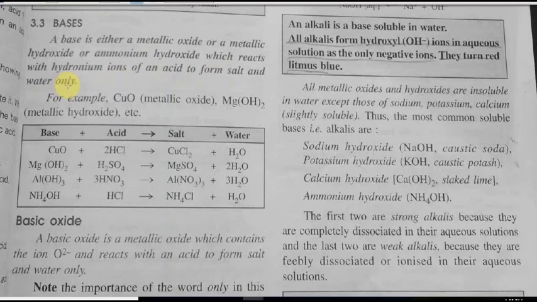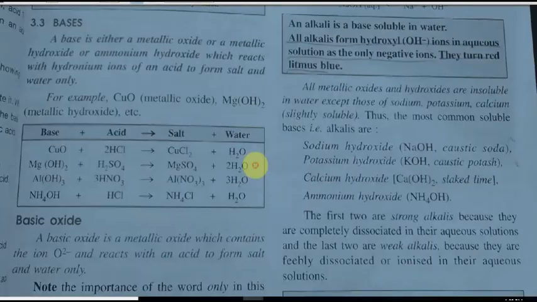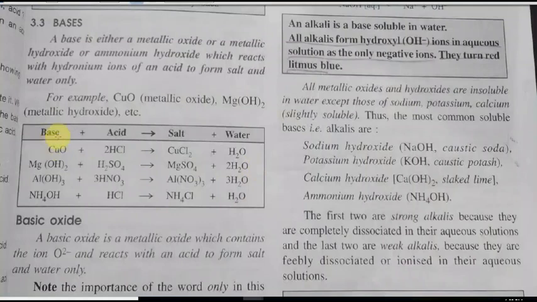Let's check some examples. Now going to this table, students please pay attention to the left hand side corner of your screen. This is a base, this is acid, this is salt and this is water. Now copper oxide is a base, hydrochloric acid is an acid, CuCl2 is salt and H2O is water. Now going back to the definition, salt and water only. It means we have only two products. If any third thing is produced, then we can say that this is not a base.